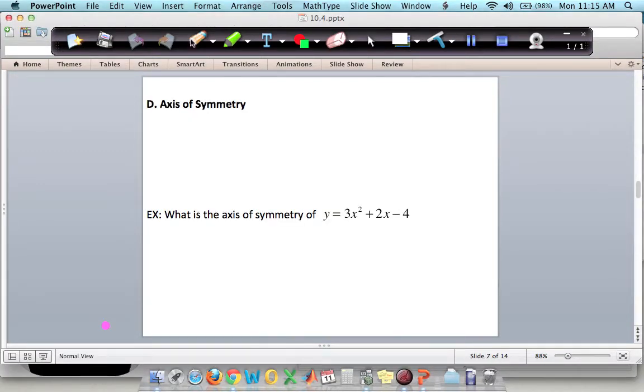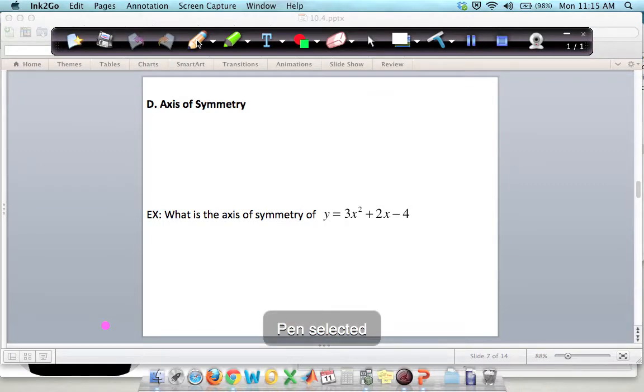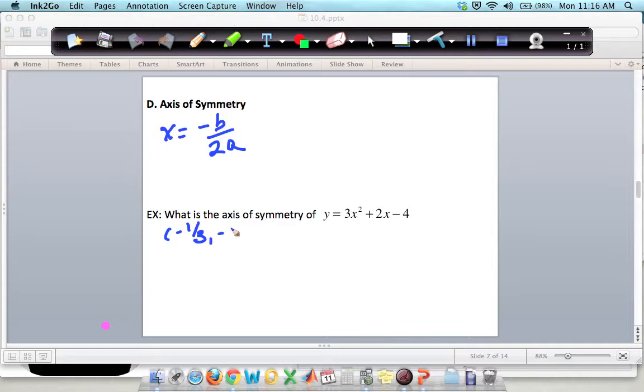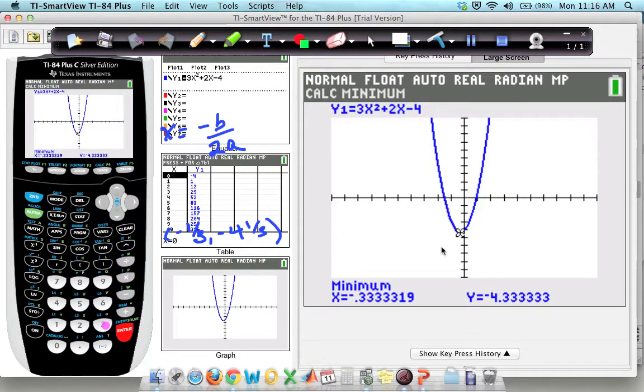Now the axis of symmetry, remember that's the line that goes directly down the middle of your graph. And it's really easy to find. It's a vertical line. It's always of the form x equals, and it's whatever that x value of your vertex is. So in our case, our vertex, remember, was negative 1/3, negative 4 1/3. That was the lowest point. Okay, so that vertex was right here. That was our lowest point, negative 1/3, negative 4 1/3.